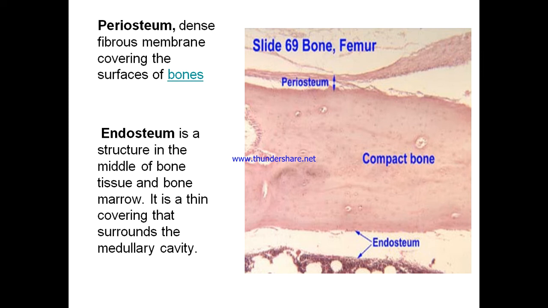This picture shows the bone, outer layer called periosteum and inner endosteum.